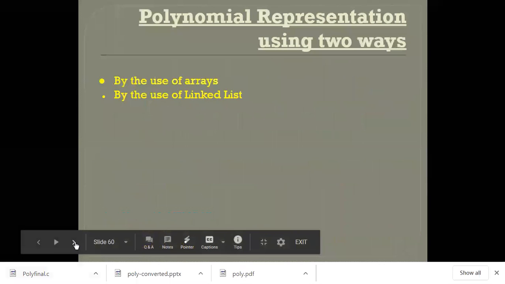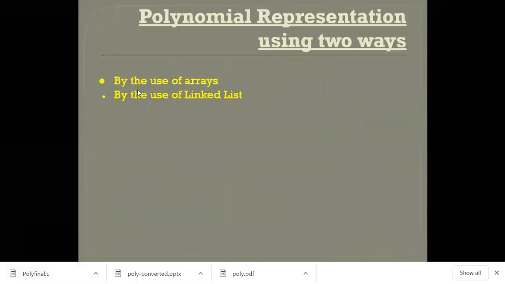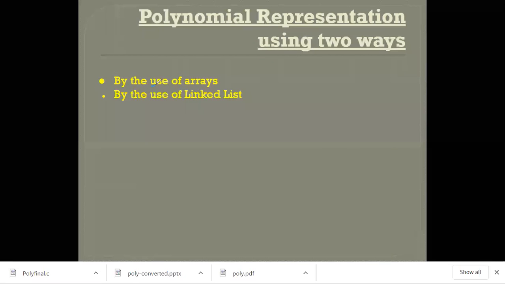Okay, we concentrate on two representations of polynomial: one is by using an array and the second one by using a linked list. These are two major uses of arrays. How are we going to represent using an array and using a linked list? We are not talking about the linked list right now. When our linked list unit starts, that is the fourth unit, then we will clear the concept of representation of polynomial using a linked list.